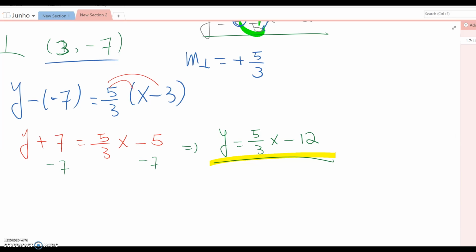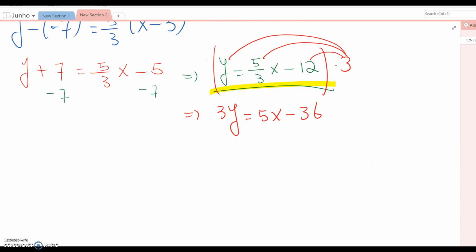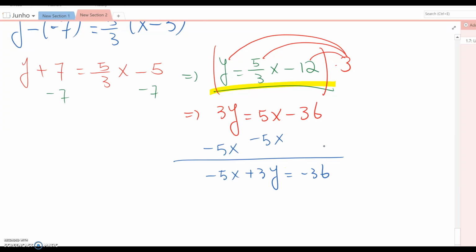So the first thing I want to do is multiply the denominator value, which is 3, to everything here. Then this becomes 3y equal to 5x minus 36. Now I'm gonna move 5x to the other side. Then this becomes negative 5x plus 3y equal to negative 36. It is a fine answer, but we prefer writing a positive sign in front, so you multiply everything by negative 1, then this becomes 5x minus 3y equal to 36.